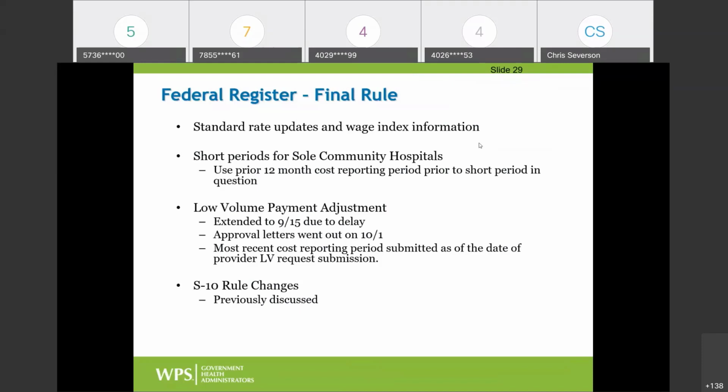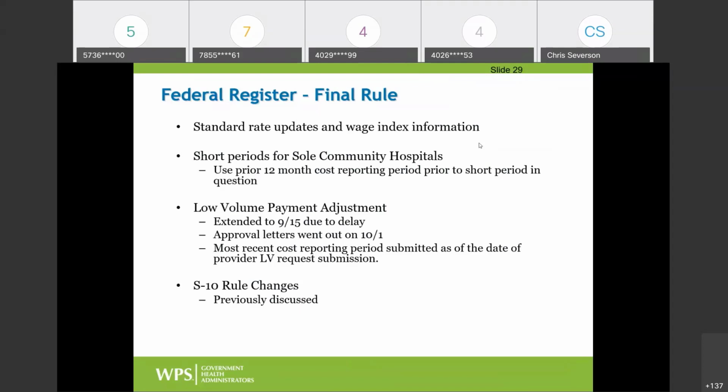And I will recommend that, by the way, anybody that qualifies for low volume in later years, submitting via email makes it a lot easier, hopefully on your part, but definitely on our part. And then we can respond quickly to that. We can respond with the approval letter as well. So we prefer that. Of course, we'll accept hard copy, whatever works best for you. And the Federal Register, the way it stated the requirement, it was for the most recent cost reporting period submitted as of the date of your request.